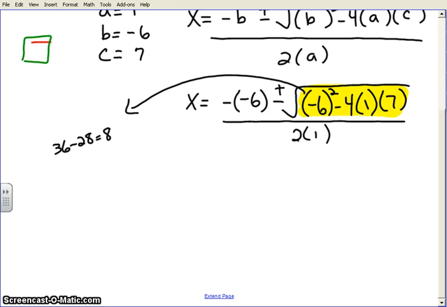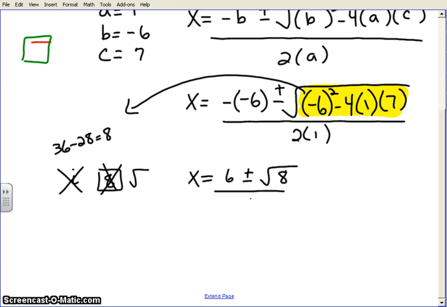Okay, so if I look at it, 8 is not negative, so I know that I'm not going to have a complex answer. And also 8 is not a perfect square, so that means that I'm going to have an irrational answer. Okay, so I'm going to go back over here to my problem. X is equal to positive 6 plus or minus the square root of 8 divided by 2. Before I can move on, I'm going to have to simplify this radical.